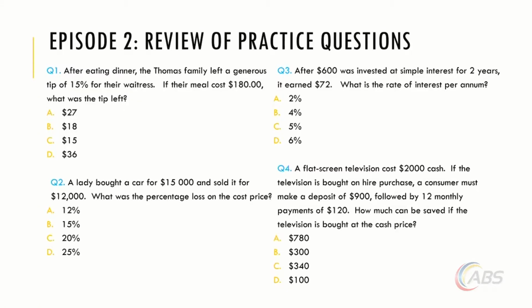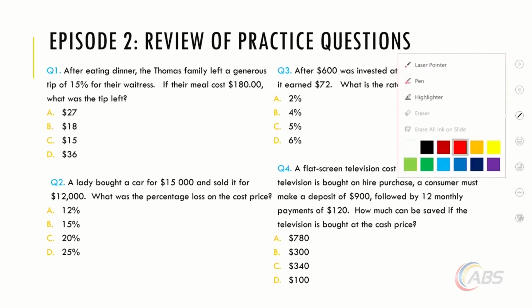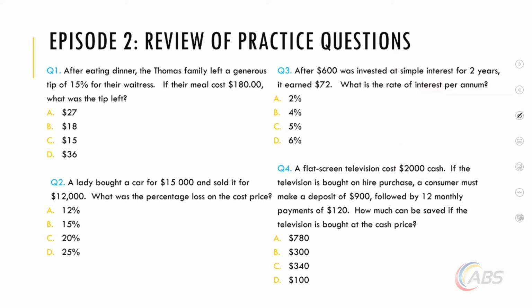Question 1. After eating dinner, the Thomas family left a generous tip of 15% for their waitress. If their meal cost $180, what was the tip left? So let's read the question again, and this time highlight the important parts. After eating dinner, the Thomas family left a generous tip of 15% for their waitress. If their meal cost $180, what was the tip?